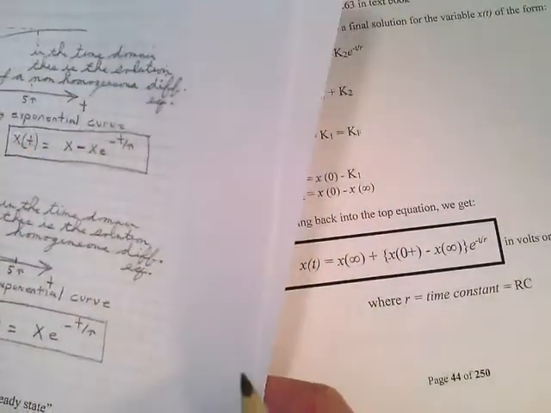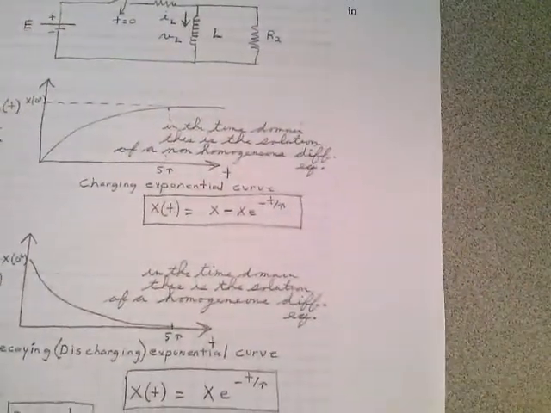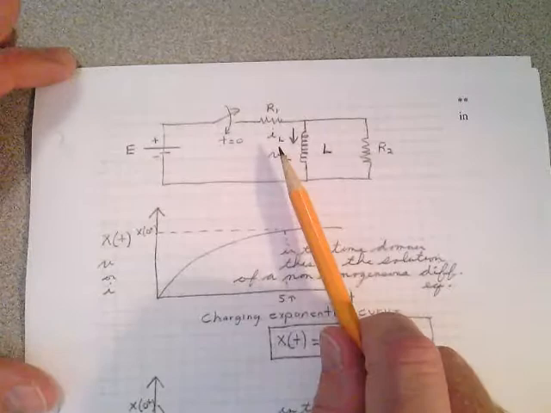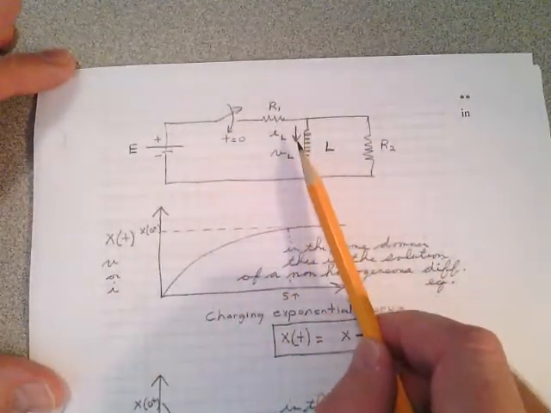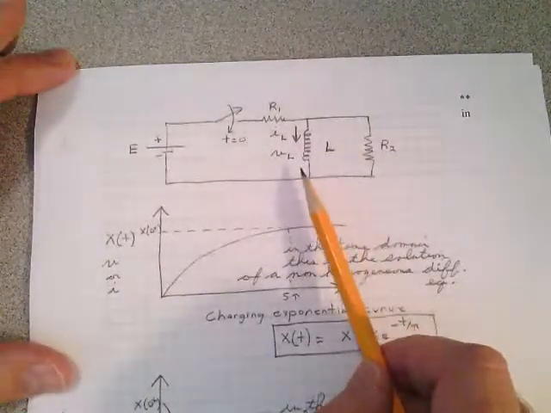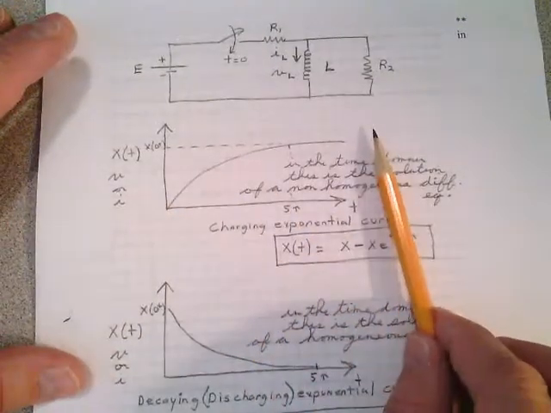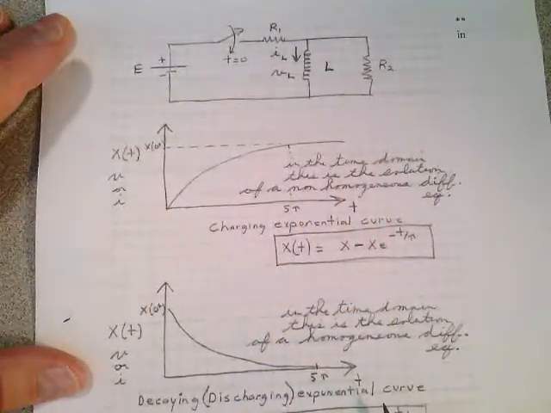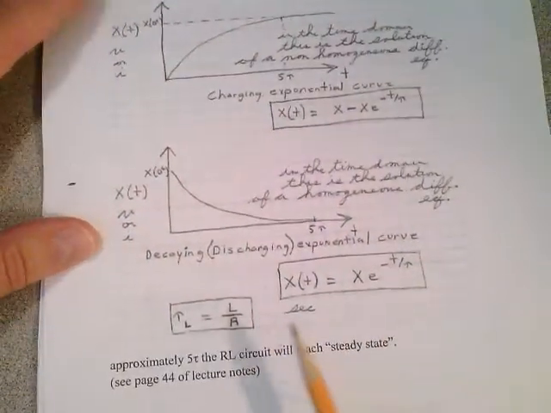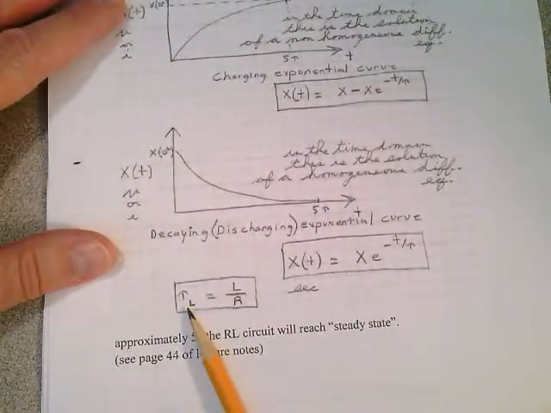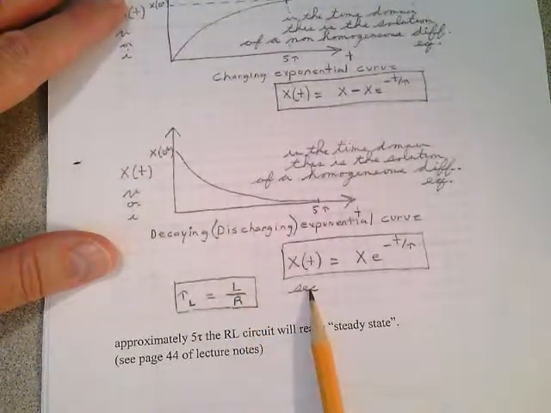On page number 42, if you have an inductor, same thing. When you close this switch at t equals 0, we're going to look at what current does in this circuit. We're going to look at what voltage does across that inductor. It's either going to have rising exponential or decaying exponential with the same forms. The difference is the time constant. It's not R times L. It's L over R in seconds.